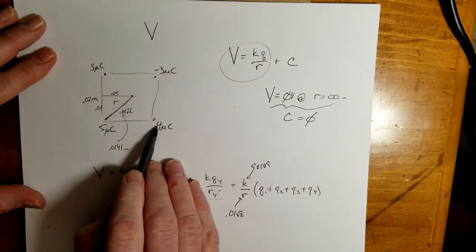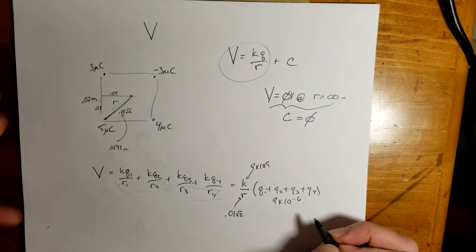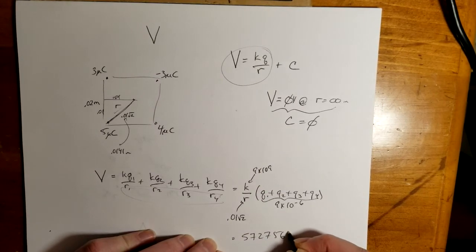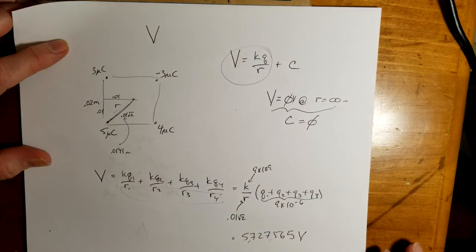And so those cancel out, so that this is 9 times 10 to the negative 6th. And we get 5727565, rounding off, volts. And so finding the electric potential at specific point from point charges.